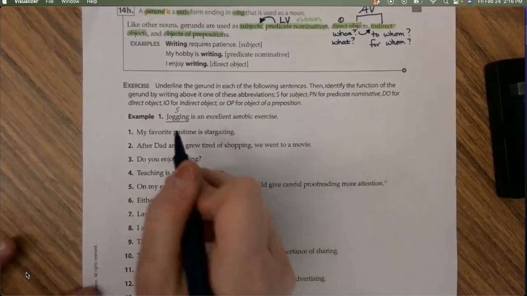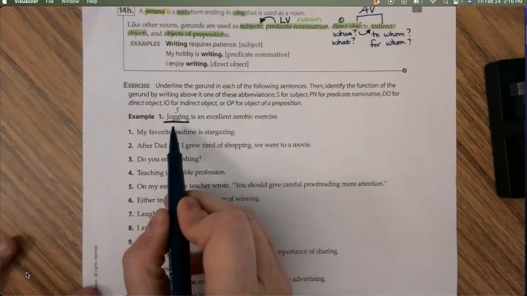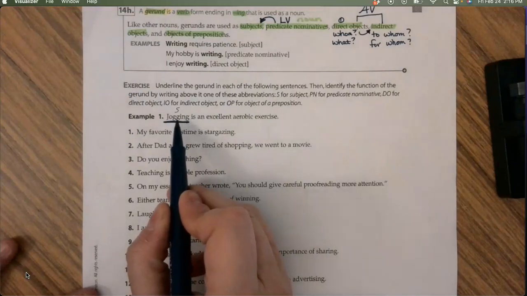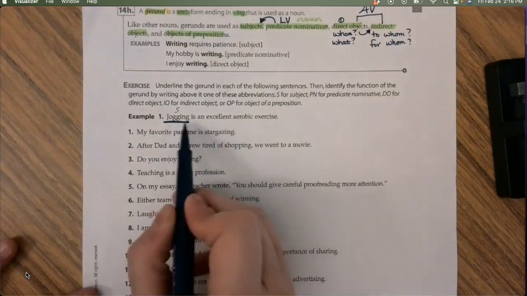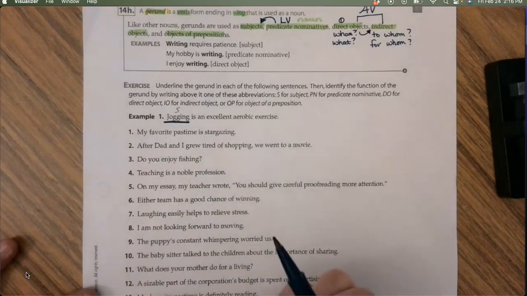So our first sentence here says, jogging is an excellent exercise. Jogging is the verb that ends in ing, and it's pretty easy to figure out what job it's doing because it's the very first word in the sentence and it doesn't look like there's a transition.